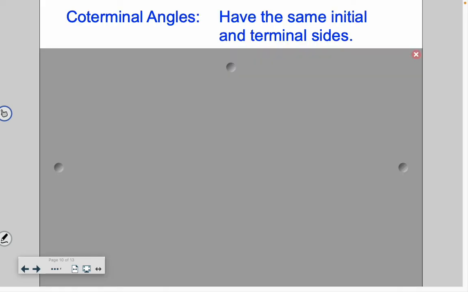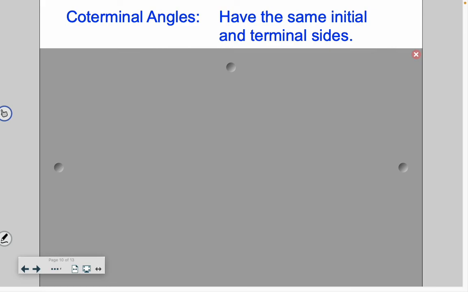All right, last concept for today. Coterminal angles, and we've kind of already talked about it, have the same initial and terminal sides. There is an infinite number of ways to get to the exact same angle measure. Because you could go the positive direction, you could go the negative direction, or you could go around the circle once and then another time and then another time and end in the same spot. You could just keep going around the circle and end up in the same spot. That's what coterminal angles are.